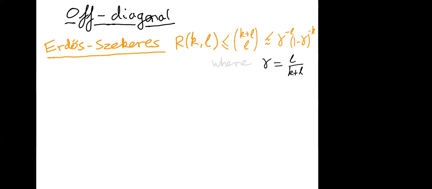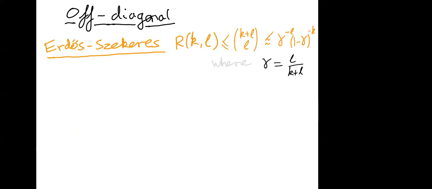But if L is small, this is kind of similar to L over K. Think of it: if L is 100 times smaller, it's like gamma is 1 over 100. One thing you can note is the upper bound is given by a property of the binomial coefficient, that it's similar to gamma to the minus L, 1 minus gamma to the minus K, for this value gamma. This is the same as 4 to the K in the diagonal case. These things only differ by a polynomial factor.